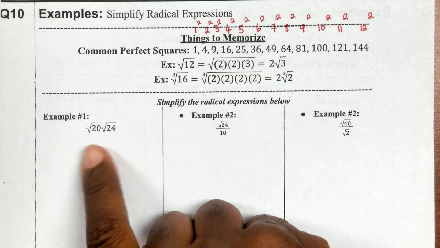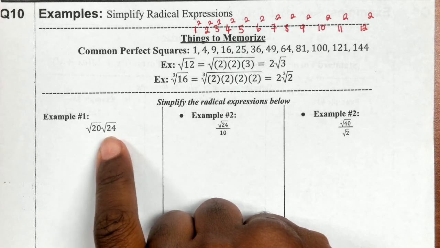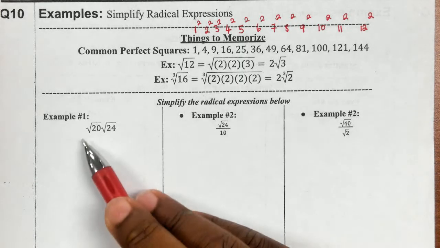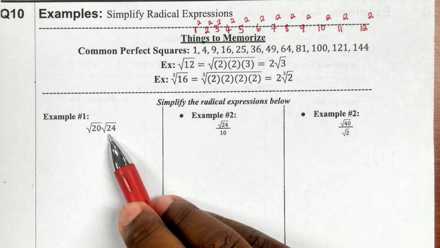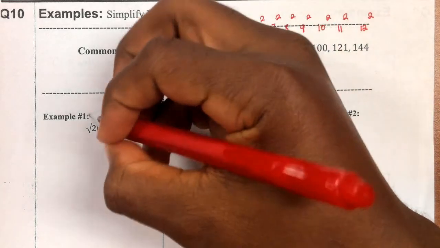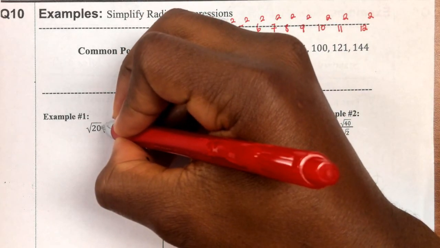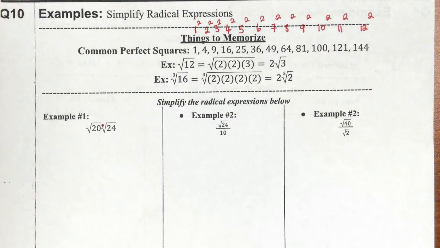The first thing you do whenever you're trying to simplify is ask yourself, can I multiply or divide them? Because both of these numbers are underneath a square root, we can assume we can multiply them. I know I'm multiplying because whenever you don't see a sign in between the radicals, you always assume you're multiplying them.